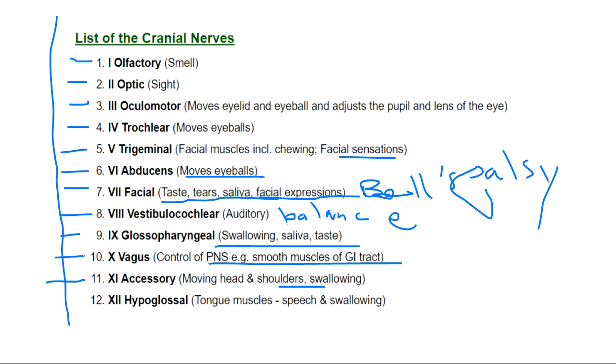This one actually is a little weird because it starts in the neck and then goes back into the brain. Hypoglossal is for the tongue muscles and speech and swallowing. And I believe that was the last review slide.